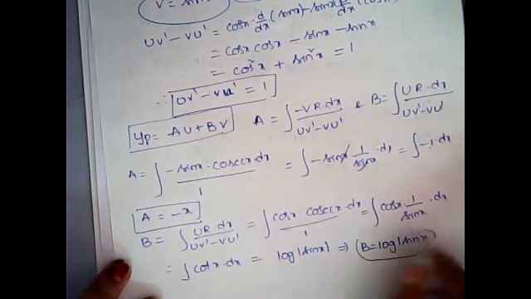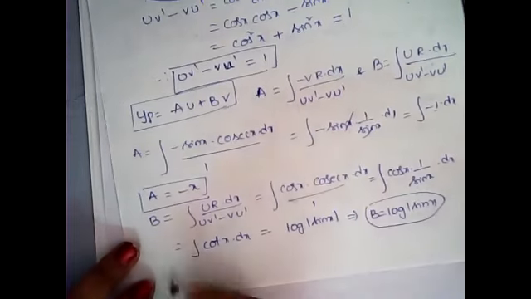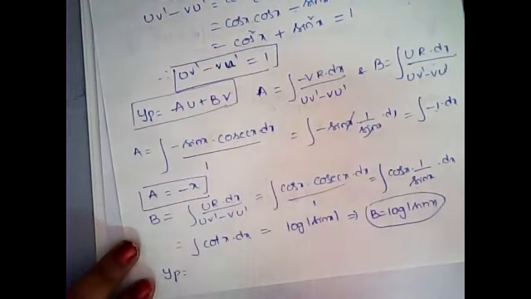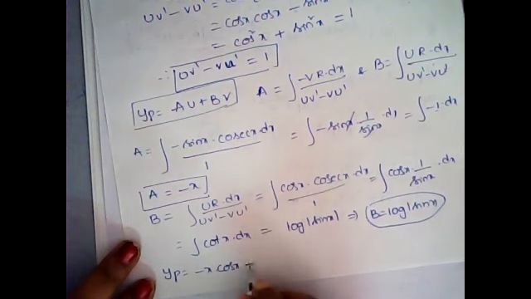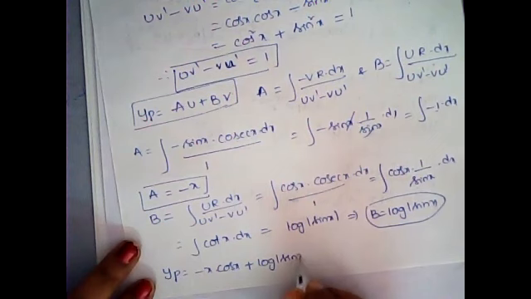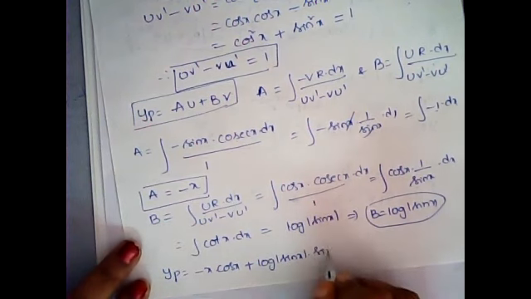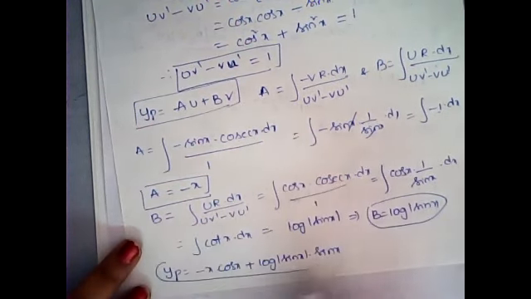So we got a and b values. Now substituting those two in yp. What is it here? A is equal to minus x into u, where u is cos x, plus b, which is log mod sin x, into v, which is sin x. So this is our required yp here.